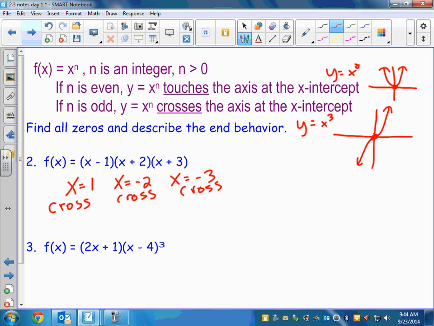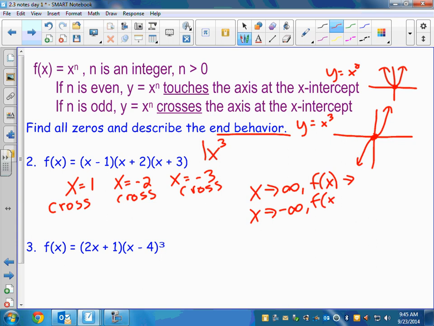Oh, and describe the end behavior. You do have to think about these that it's not multiplied out. What would the highest degree of this function be if I multiplied all that out? X times x times x would be x to the third, which means it's odd, and the leading coefficient is positive, right, which is 1. So the end behavior, you have to think about what the highest degree would be, and then you have to tell me what the end behavior is.